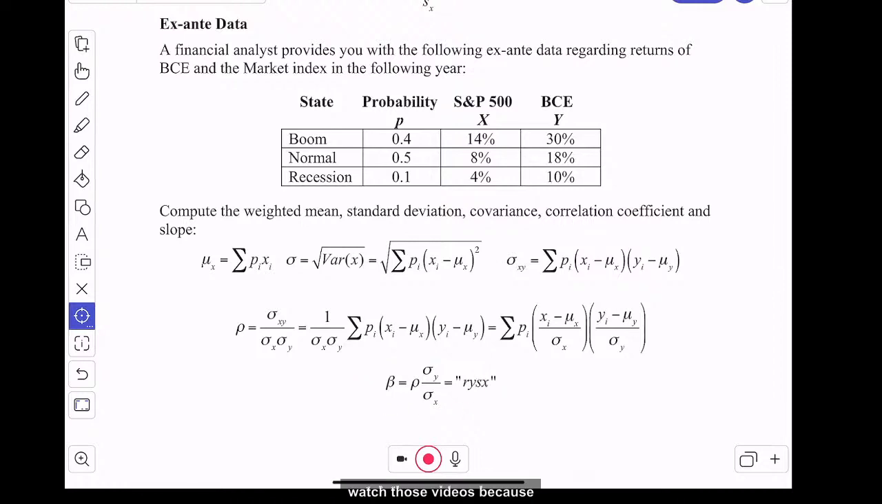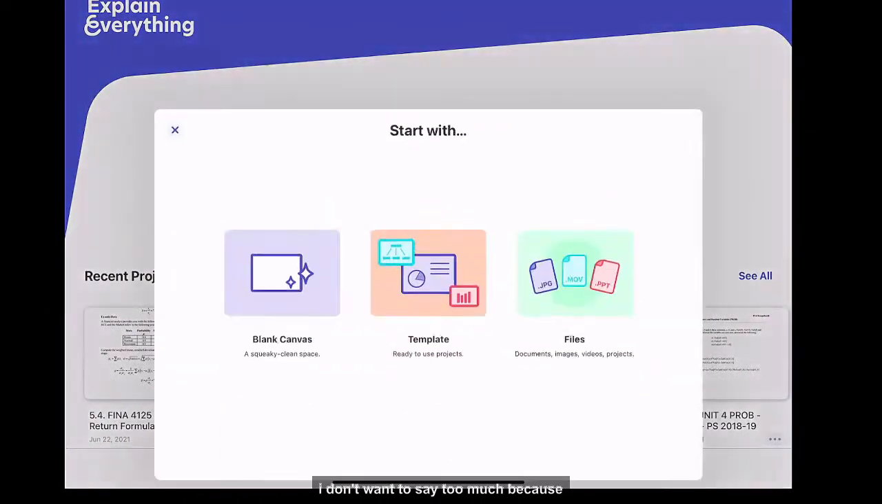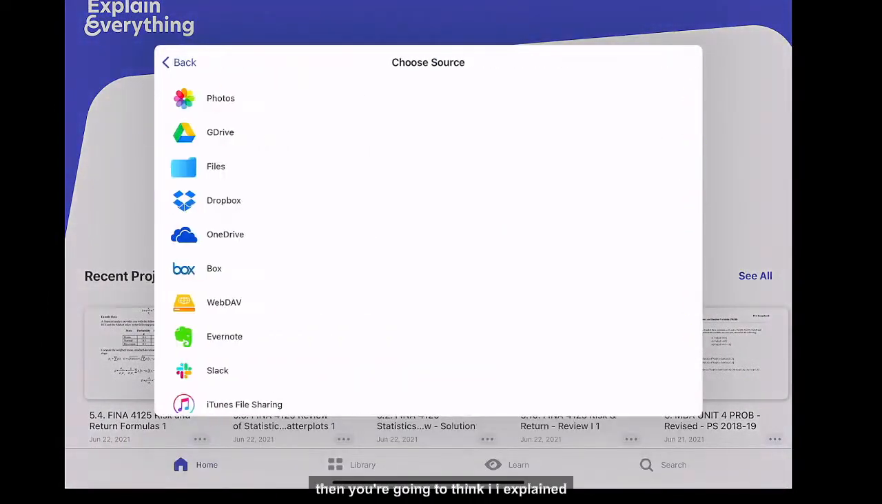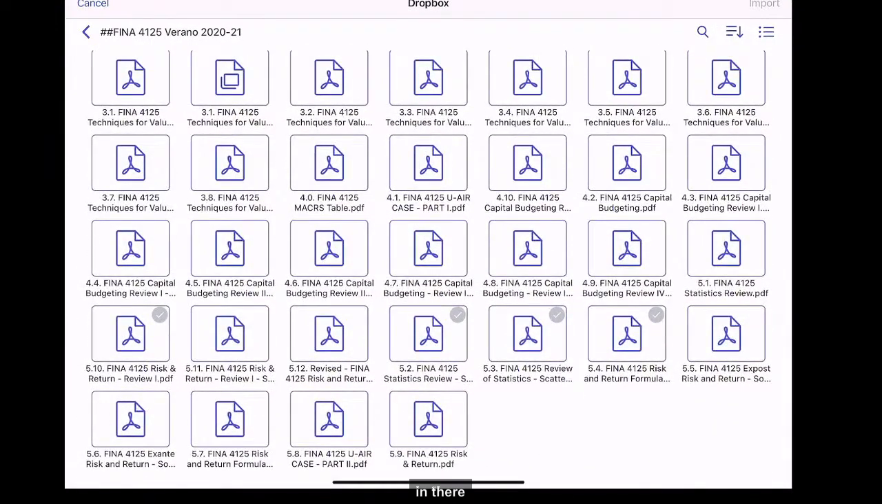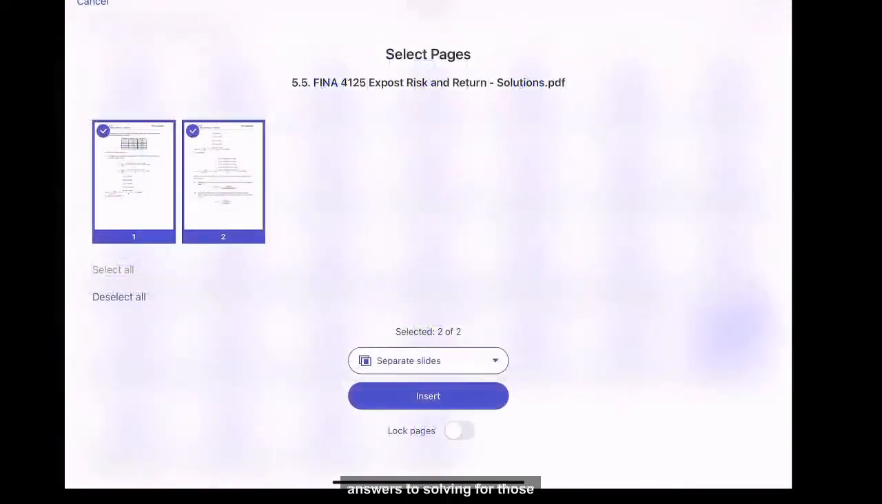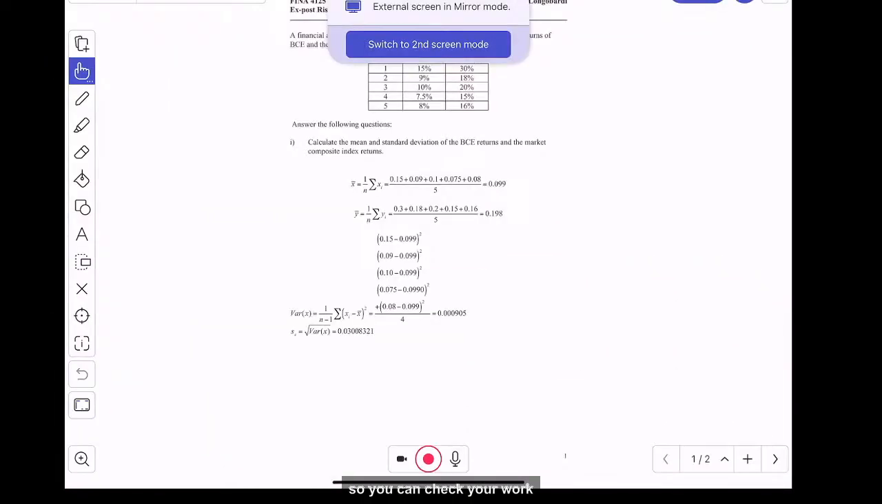So anyway, watch those videos because I don't want to go back. I'm just recapping what you need. You really need to understand that well. I don't want to say too much because then you're going to think I explained it, and I didn't, because there's much to see in there. And then I give you the answers to solving for those, so you can check your work.